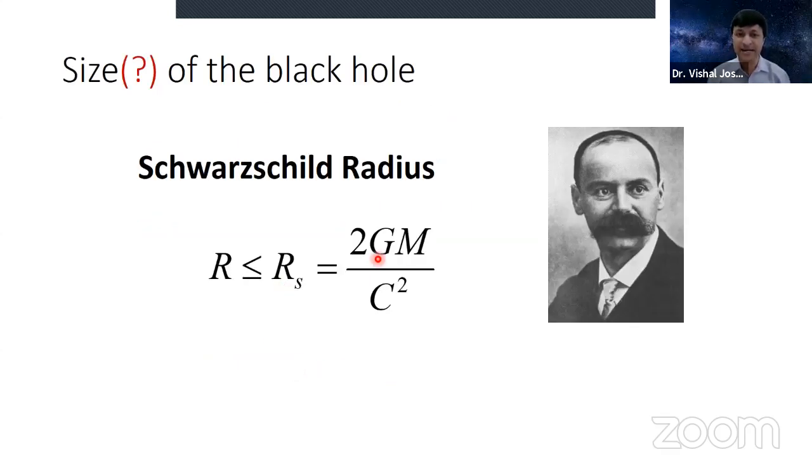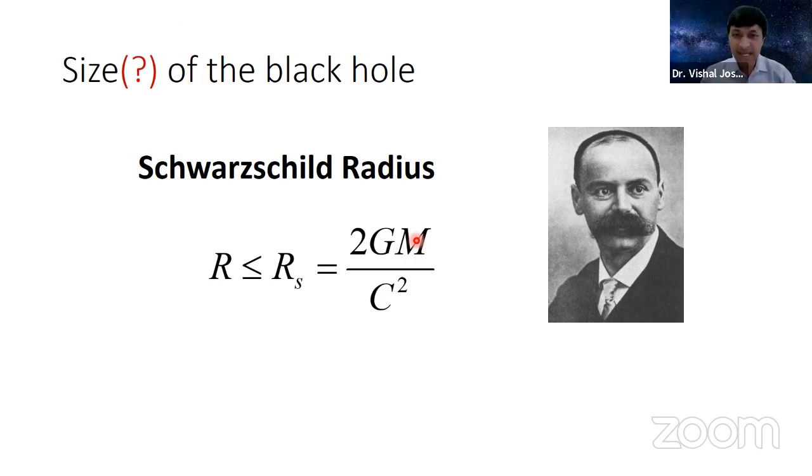Schwarzschild has calculated the radius of such bodies with respect to its mass. On Earth, we know that the escape velocity is 11.2 kilometers per second. That means if something is thrown faster than this velocity, it can escape from Earth's gravitation.